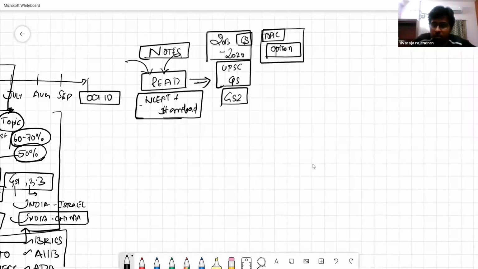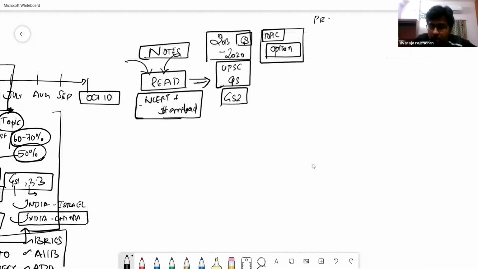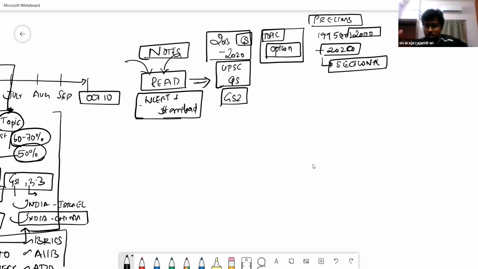And next, for prelims, update the prelims. From 1995 or 2000 till 2020, there is a prelims question bank which is called a sectional question bank. Not just each year's questions, each year's questions as well. From 1995 or 2000 till 2020, history questions in a separate section.